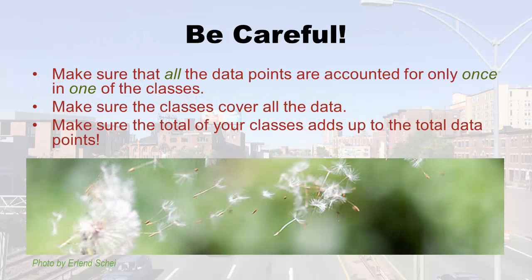So, just to wrap up this part, make sure all of your data points are accounted for only once in one of the classes. So whether you use the class width formula or you use empirical or arbitrarily picked classes, every single data point only gets one vote. It can only be in one of the classes. And also, you don't want to leave any of the data points out. So you want to make sure that you account for all of them. And also, you need to make sure your classes cover all the data, right?